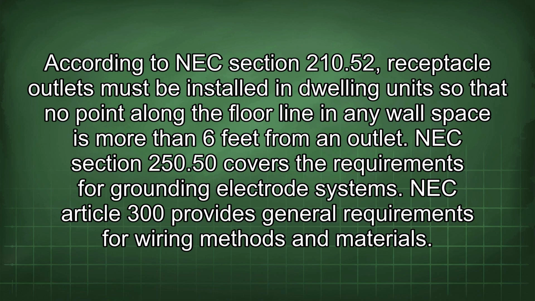According to NEC Section 210.52, receptacle outlets must be installed in dwelling units so that no point along the floor line in any wall space is more than 6 feet from an outlet. NEC Section 250.50 covers the requirements for grounding electrode systems. NEC Article 300 provides general requirements for wiring methods and materials.